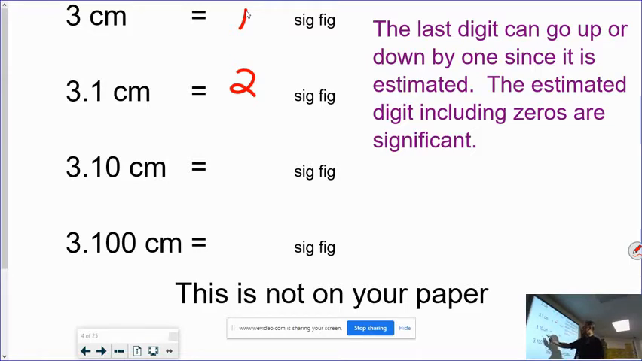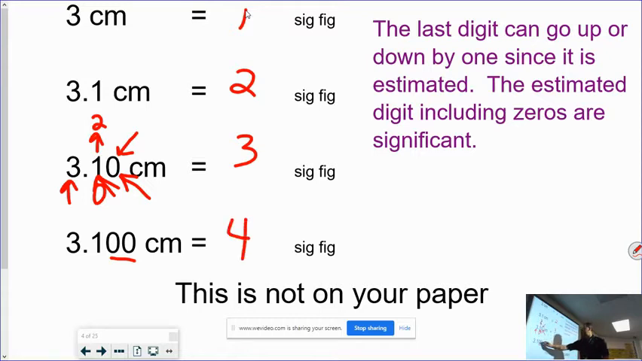Well, in this next one right here, if this 0 was not here, that would mean that this 1 is my estimated digit. And this estimated digit could go up to a 2, could go down to a 0, depending on who did the measurement. It's an estimated digit. But the 1 is not the estimated digit. The 0 is the estimated digit. So that means this number is significant, this 1 is significant, and this 0, since it is part of the measurement, is also significant. So this has 3 significant digits. Again, this is our estimated digit, and that is considered a significant digit. Same thing goes on for those 2 right there. So this one has 4 significant digits.